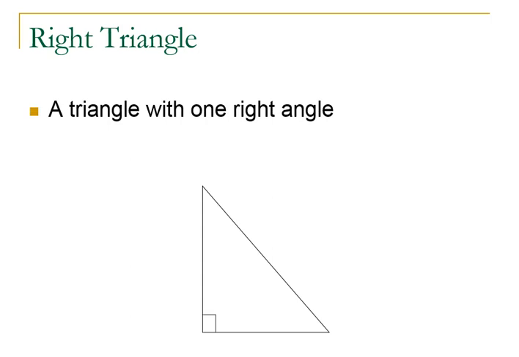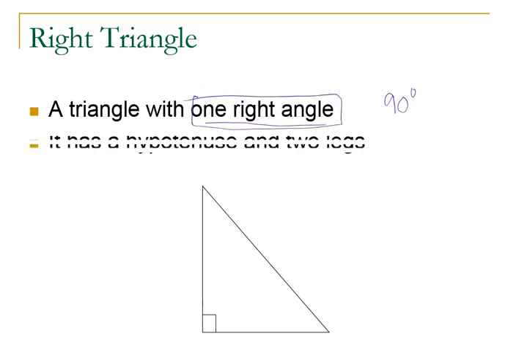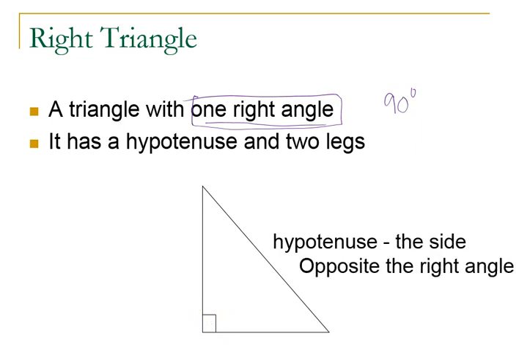Let's just make sure we understand what a right triangle is. It's a triangle that has one right angle. This is an important point. It's not a triangle with a 90-degree angle. You have to specifically state that it's a right angle, and that'll become important in proofs. It has a hypotenuse and two legs, as you know. The hypotenuse is always the side opposite the right angle, and the legs are the sides that include the right angle.